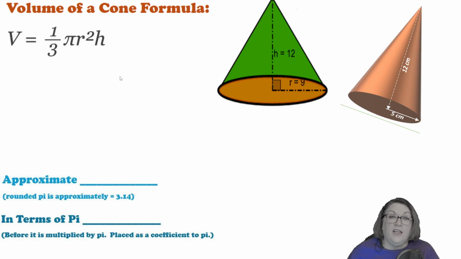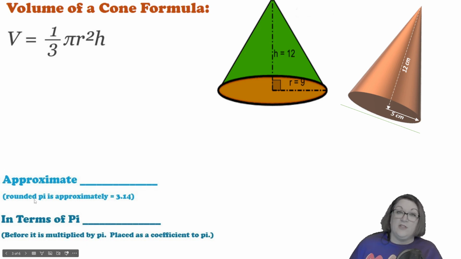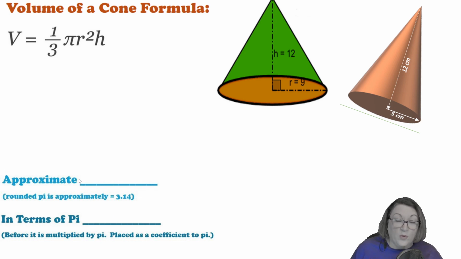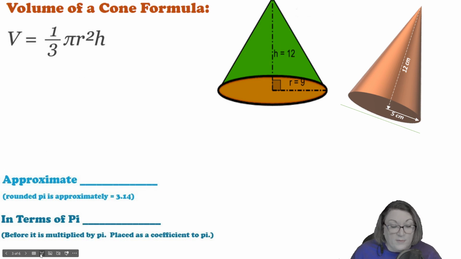Now, in the cylinder video, we talked about the different types of answers you can give. Approximate is when we use the 3.14, which is the approximate amount of pi. And in terms of pi is when we don't calculate it by multiplying times pi, and we just place the pi symbol next to everything else. So let's go ahead and try doing this first one. Let the formula guide you.